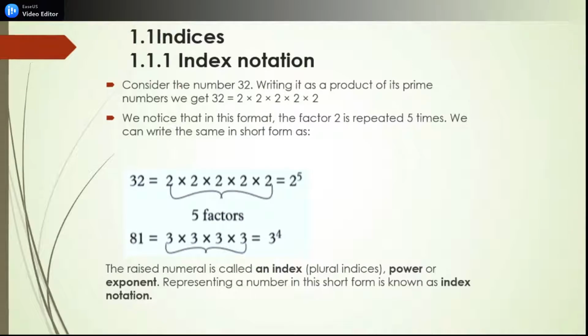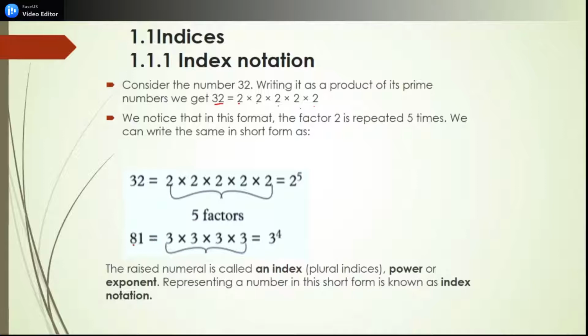Index notation. For example, we have 32. The factor of 32 is 2 times 2 times 2 times 2 times 2. You have 1, 2, 3, 4, 5, so it is like taking 2 power 5. 32 is equal to 2 power 5.